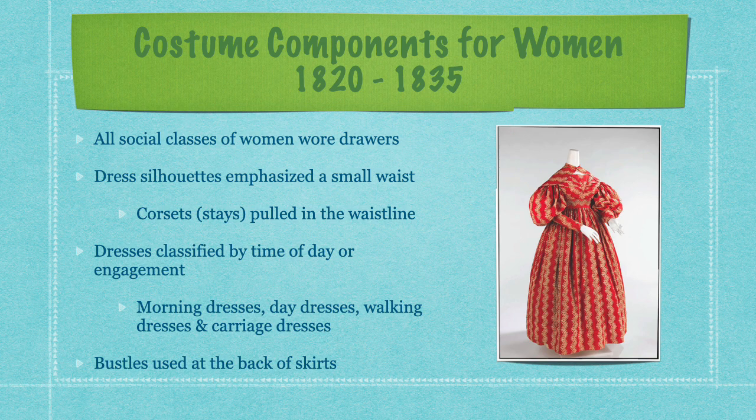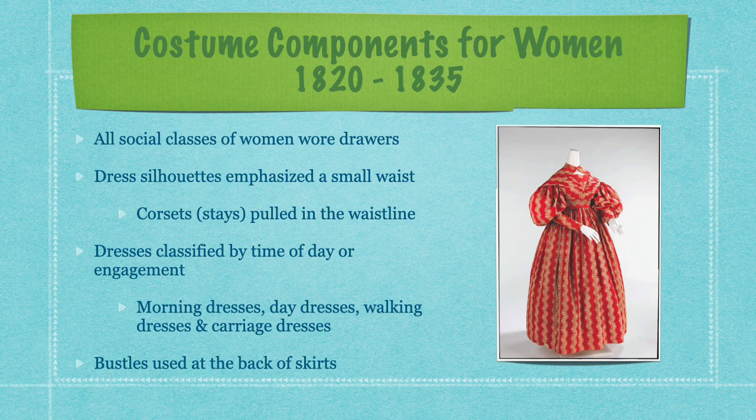Between 1820 and 1825, you will see the transitions from the Empire styles to the Romantic styles. In this transition, the waistline moved just a few inches above the natural waist by 1825. Sleeves also grew larger by this same year. Chemises, drawers, stays, and petticoats were part of a woman's undergarments. Drawers were worn by women of all social classes. Corsets were laced tightly to cinch the waist as dress silhouettes emphasized small waistlines.